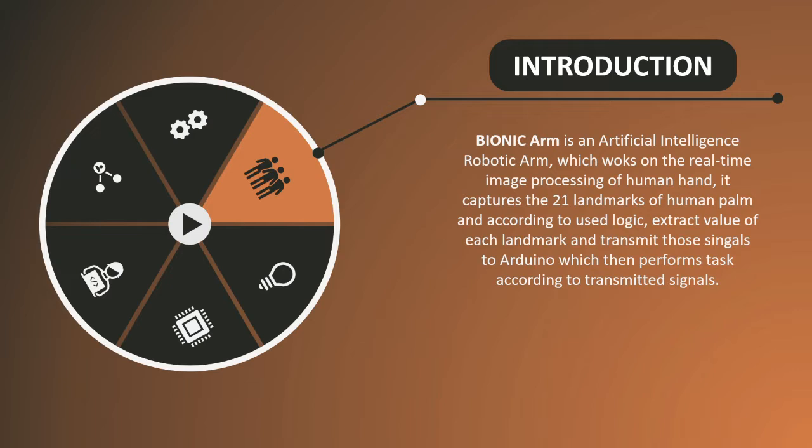So, starting off with our project, a bionic arm is an artificial intelligence robotic arm which works on the real-time image processing of the human hand. It captures the 21 landmarks of the human palm and, according to the used logic, extracts values of each landmark and transmits those signals to Arduino, which then performs tasks according to the transmitted signals.